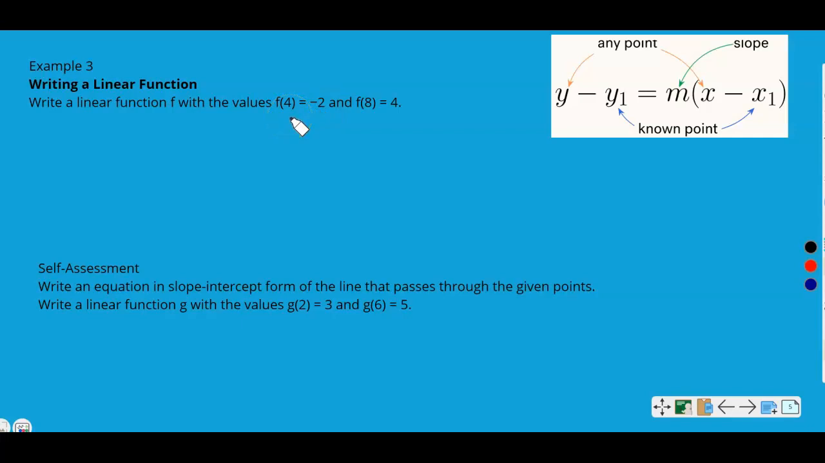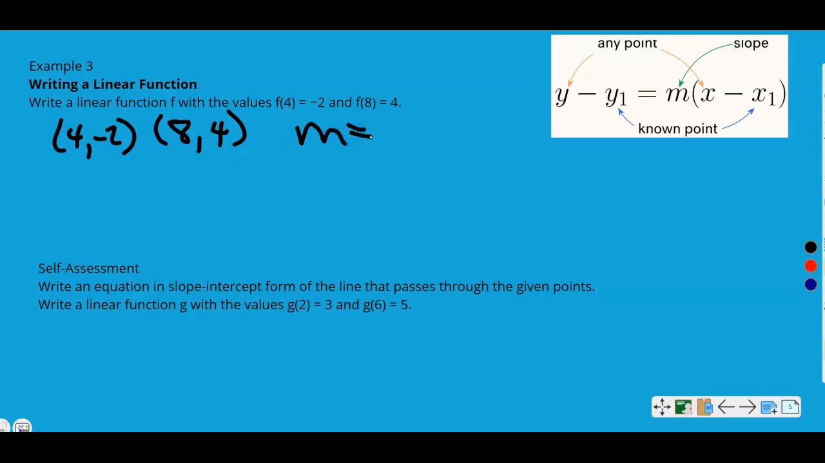So we can write this as an ordered pair. Your x is 4 and your y is negative 2. All right, they give us a second point, f of x equals y. So they give us 8 as our x and 4 as our y. Now we're given 2 points. What can we do with 2 points? We can find the slope.